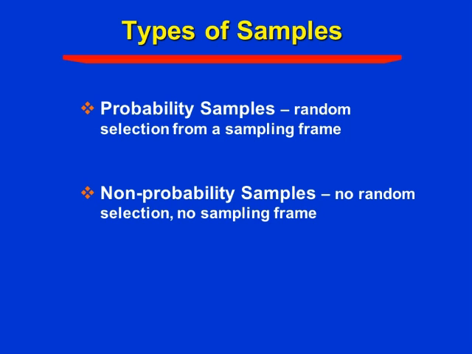Non-probability samples obviously do not include random selection, and you don't have a sampling frame. You don't have this perfect, beautiful list of everyone in the population. While we tend to like and trust probability samples more often, they're actually very rare. It's pretty difficult to get a completely enumerated list of everyone in your population. So most of your studies will use non-probability samples.